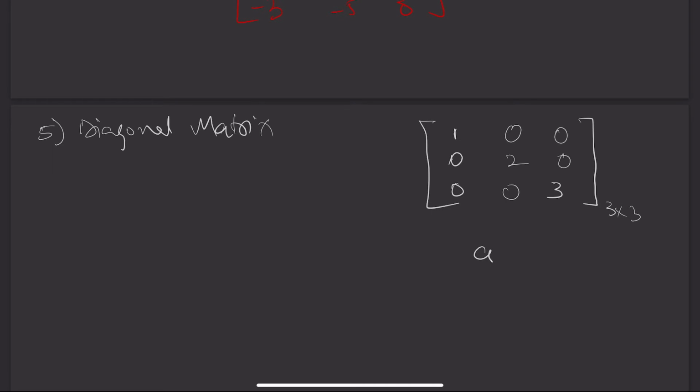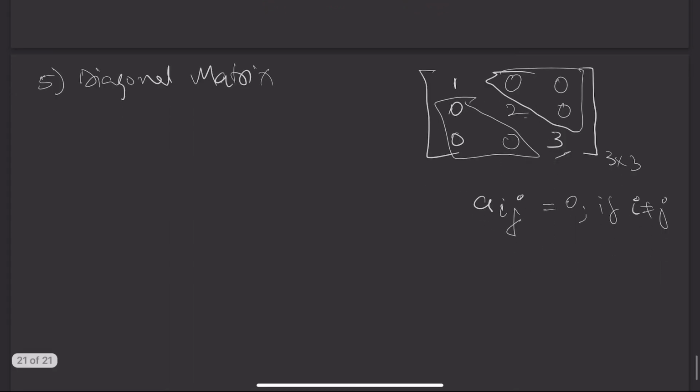Here, Aij, which is a general term of an element, is equal to zero if i is not equal to j. So that means when i is not equal to j, here this is the first row and first column, this is the second row and second column, third row and third column. So for all other elements where i is not equal to j, these elements are zero.